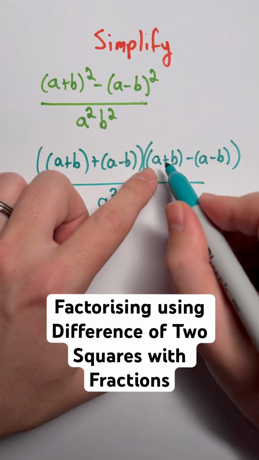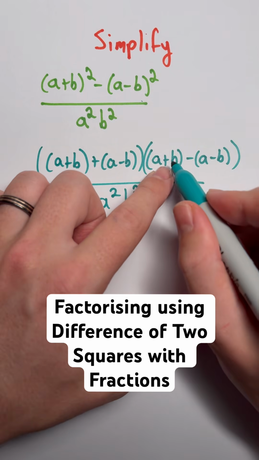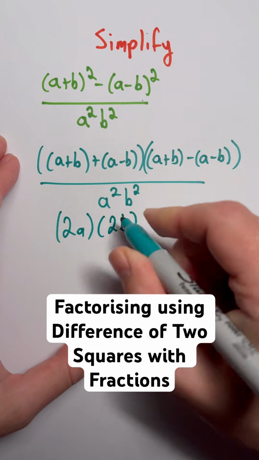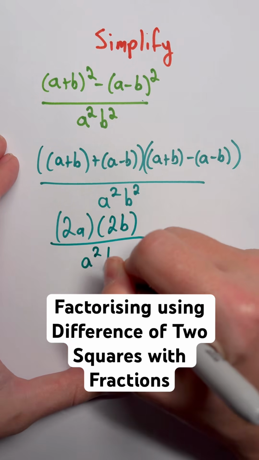If I look at my second bracket, a minus a is going to cancel out. And I'm left with b minus minus b. That gives b plus b, or 2 lots of b. All of this is still divided by a squared b squared.